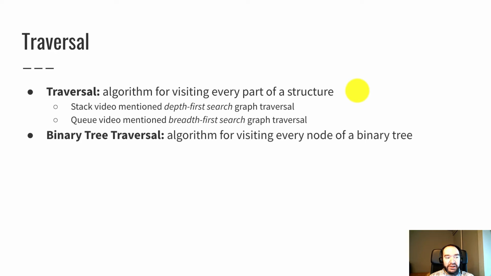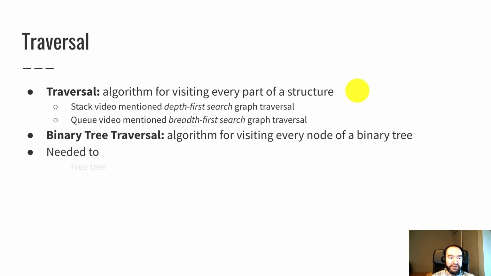What we're covering in this video is binary tree traversal, which is an algorithm for visiting every node in a binary tree. So it's a process where we can take a binary tree and in a deliberate way visit every single node. And what you do when you visit it would be some kind of action you want to take.